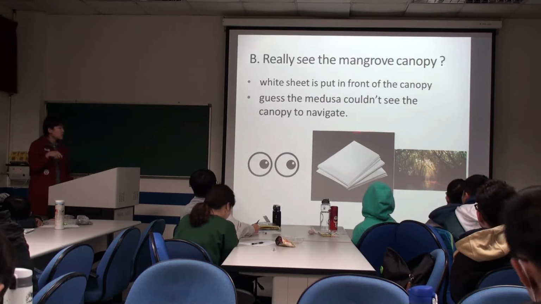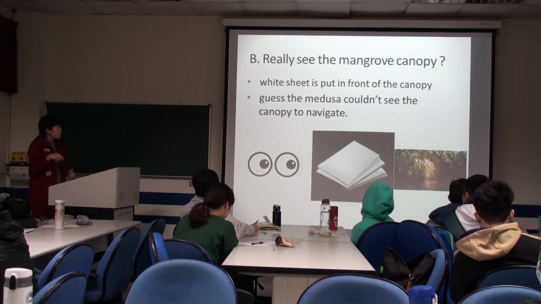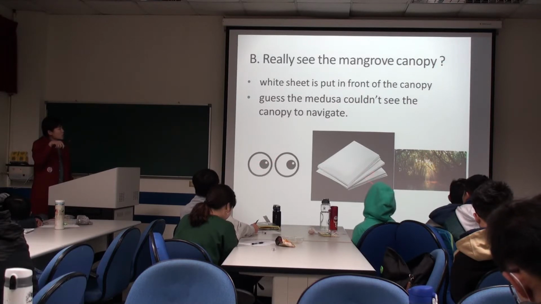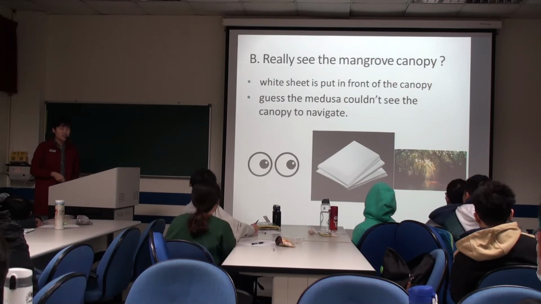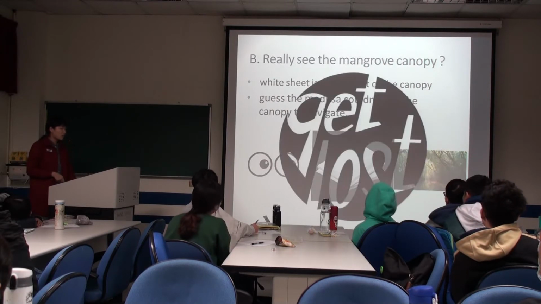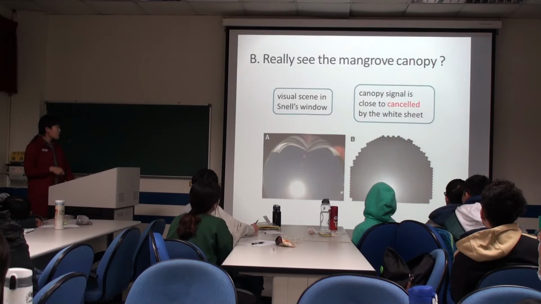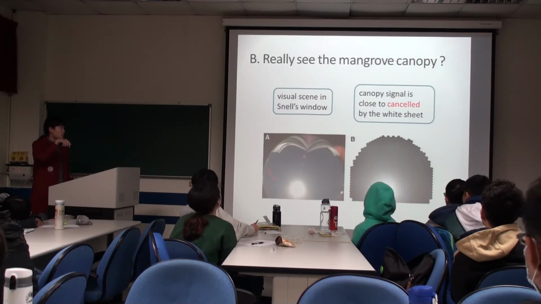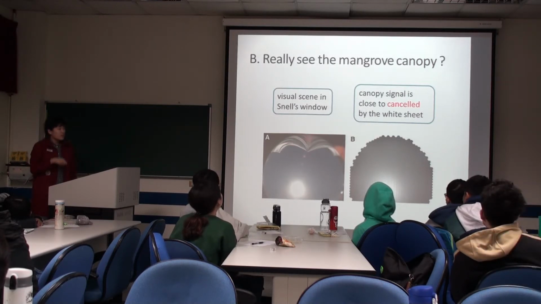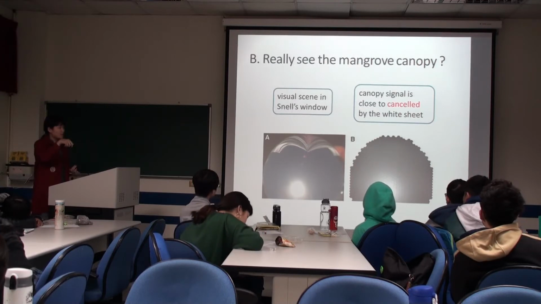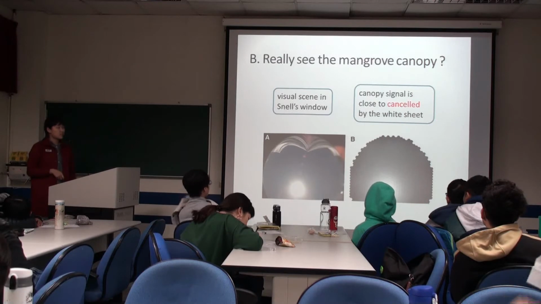Here is experiment 2. We put a stack of white sheets in front of the canopy, then we guessed that the medusa couldn't see the canopy. That means they will get lost. You can see picture A is the visual scene in Snell's window. And here is a white sheet, and it completely blocks the canopy that the box jellyfish can see. So here, the canopy signal is close to canceled by the white sheet.